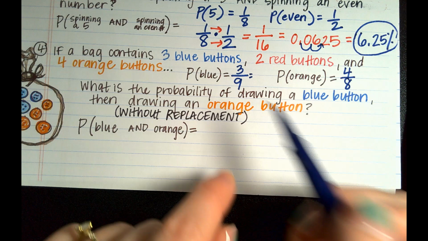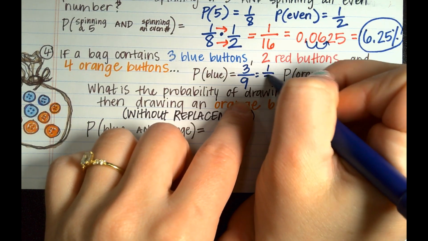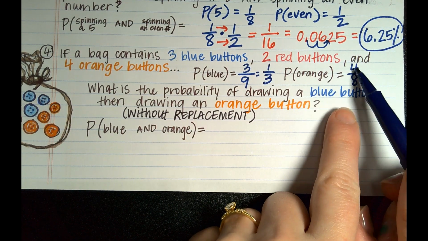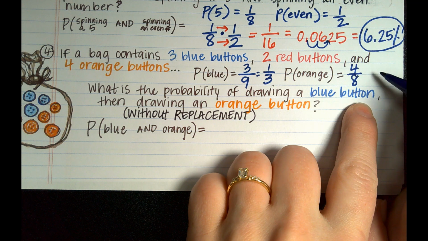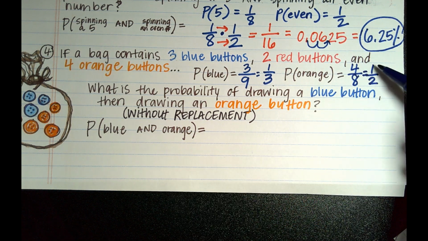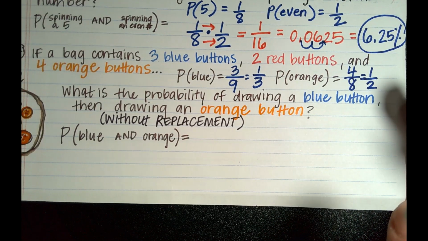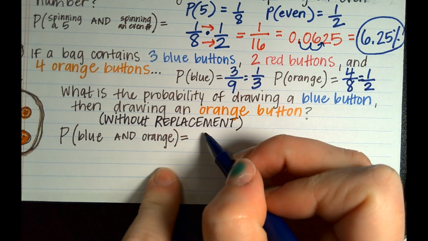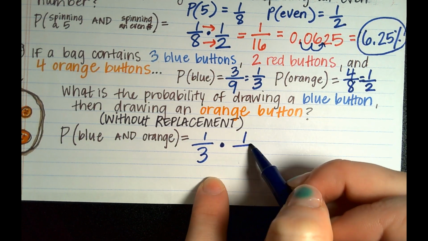What would 3 over 9 simplify to? 1/3. What would 4 over 8 simplify to? 1/2. All right, so I have 1/3 and 1/2. And now we just multiply those, right? 1/3 times 1/2.